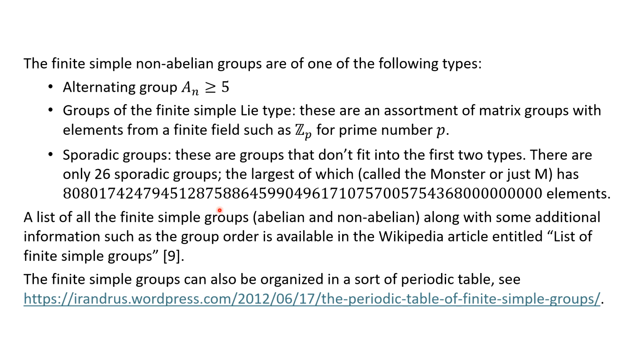A list of all finite simple groups, abelian and non-abelian, along with some additional information, is in this Wikipedia article, List of Finite Simple Groups. And I'll give you the link to that. And then finally, there's an article that has a sort of a periodic table where the different finite simple groups are classified in this table. And I have the link here, but I'll also put it in the information to the video, so you don't need to type that in.